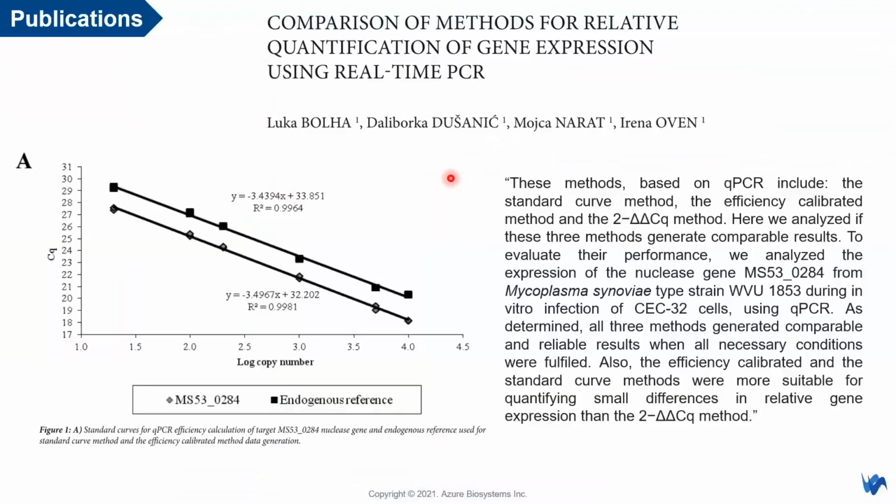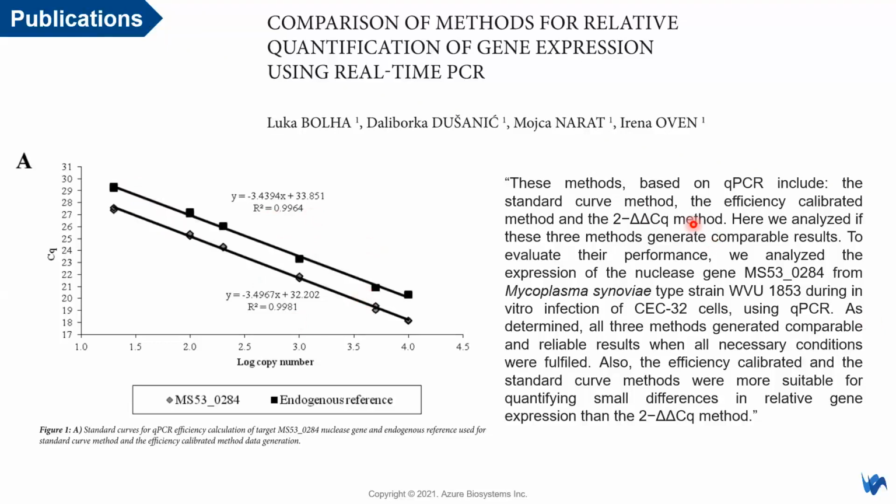Right. So there's a lot of researchers actually publishing here. I know this is a comparison of methods for relative quantification of gene expression using real-time PCR. This is an example of how they do the relative standard curve method. You have a standard curve for qPCR efficiency, calculating the target nucleic acid, and also the endogenous reference, which here will be the housekeeping gene. You can see both having a very good linear R-square value, and the slope is okay as well.